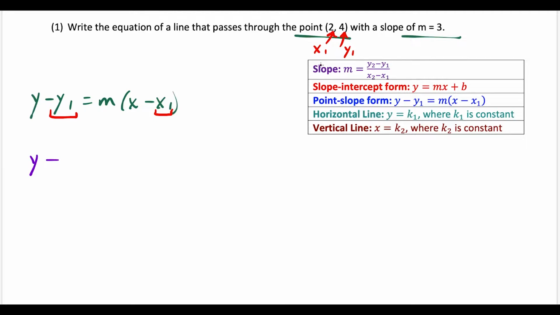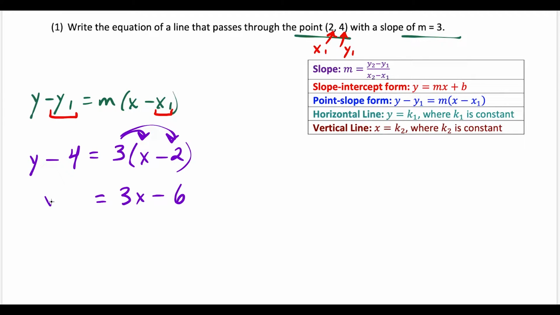We have y minus y1, which is 4, equals the slope, which is 3. That's our value m. And then we have x minus x1, which is 2. So we could stop here, but I'm going to write our answer in the form y equals mx plus b. So I'm going to distribute this 3. And we've got 3x, and then 3 times negative 2 gives us negative 6. So we have y minus 4 equals 3x minus 6.